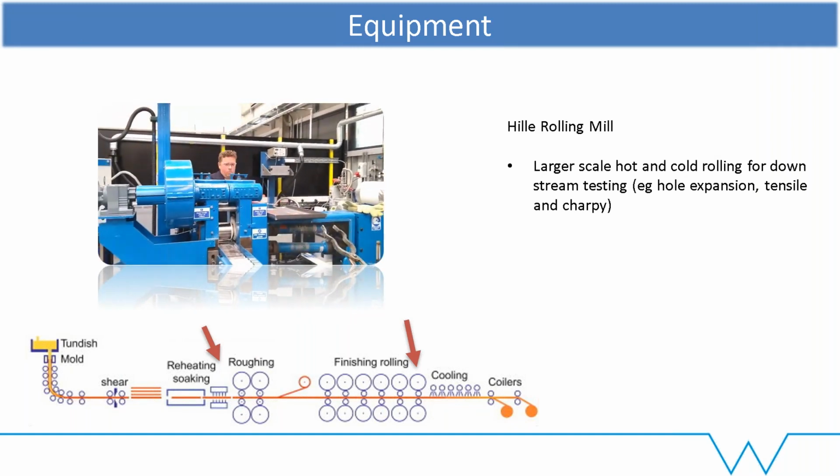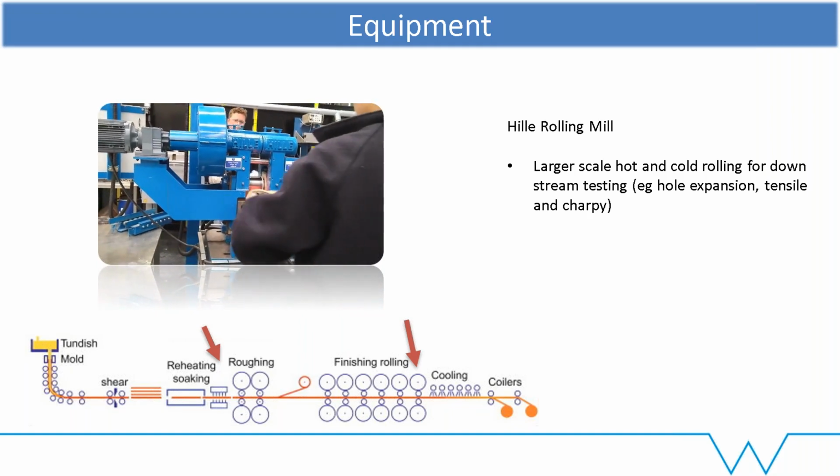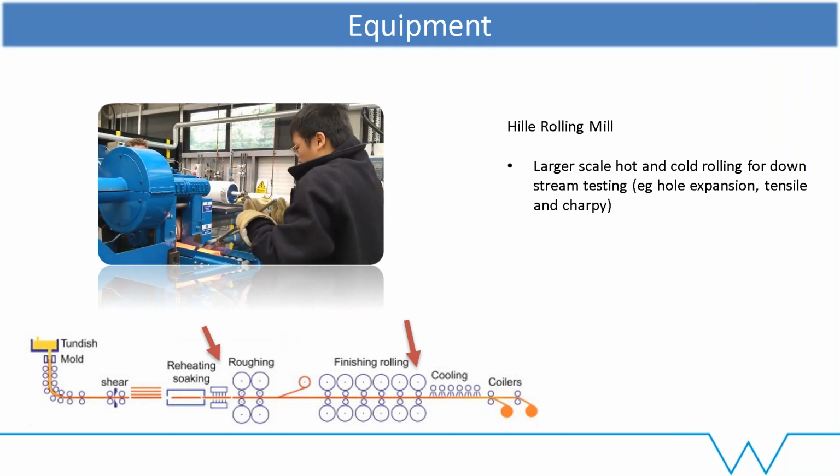If we need slightly larger samples, then we want to do some rolling. So we've got the hot rolling mill here, and we can typically roll from about 30 mil down to 3 mil hot, and then we can cold roll down to about 1 millimeter. And this is much better if we want to get large samples. If you're doing hole expansion tests, where the samples are not small, then we need to go through this route.